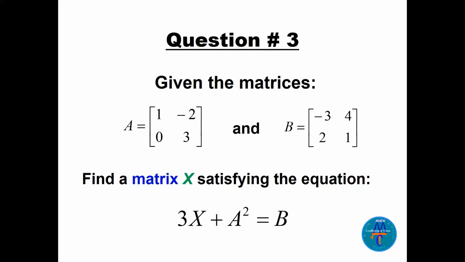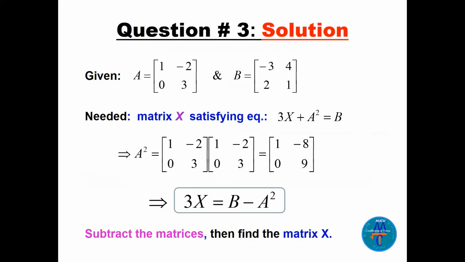Okay, so multiply A times A, then find B minus A squared. Let's continue. So A squared is [1, -2; 0, 3] times [1, -2; 0, 3]. Multiply row and column. See here, multiply row and column. 1 times 1 minus 2 times 0, so that's 1. 1 times minus 2 minus 2 times 3 is minus 2 minus 6, which is minus 8. So [1, -8; 0, 9]. This is A squared only.